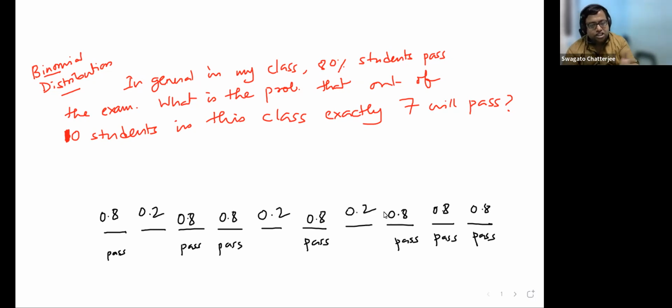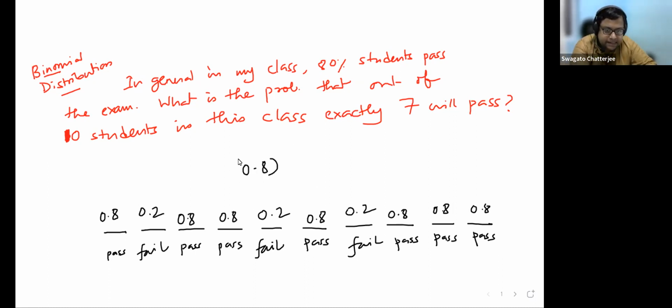Now, assuming that they are not cheating, they are not looking at each other's papers, what is the probability that you will see this particular result: pass, fail, pass, pass, fail, pass, fail, pass, pass, pass, something like that. These are all independent events. So we just now told that P of A intersection B, when A and B are independent, is PA into PB. So because these students are giving exams independent of each other, the probability of this particular combination happening is 0.8 to the power 7 into 0.2 to the power 3.